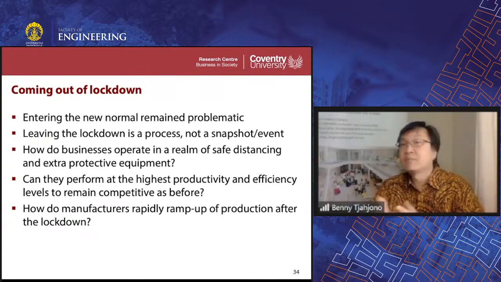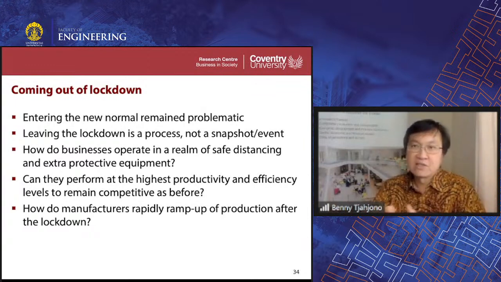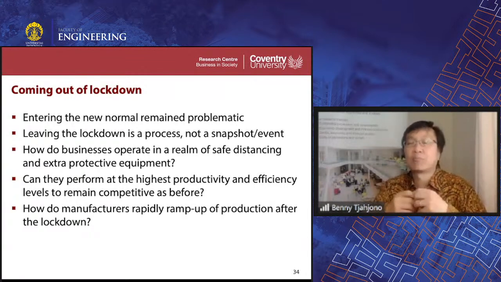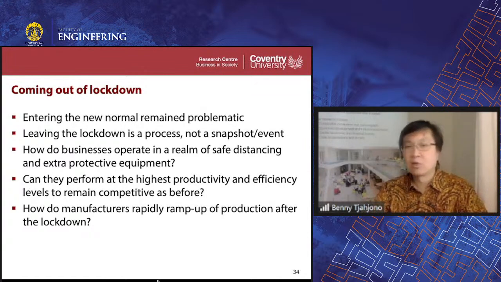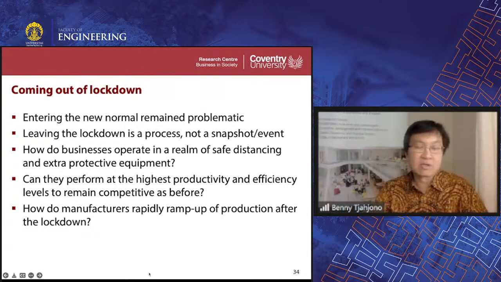Certainly for people working in the warehouse, this is going to slow down their job. Can they perform? So people in manufacturing, operators, can they perform at the highest productivity so that they can be competitive as before? So how do manufacturers rapidly ramp up production after the lockdown? These are all the problems faced by manufacturers and the supply chain when coming out of lockdown. So still not easy. We are still in the transition process.